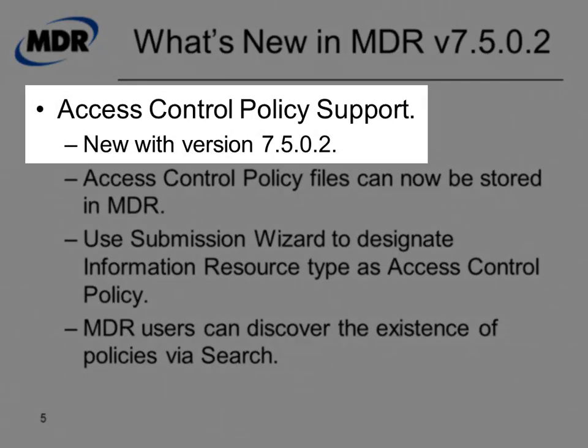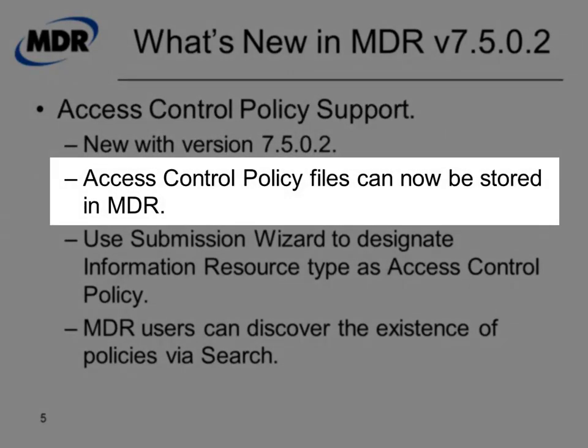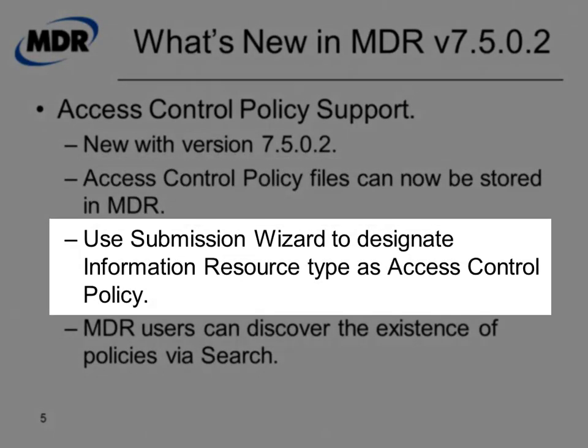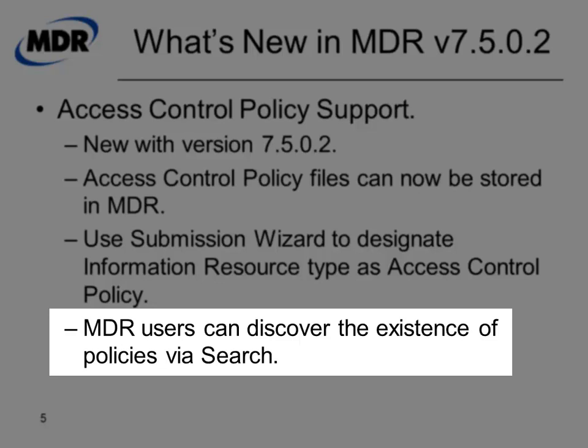Access control policy support is a feature that is new with version 7.5.0.2. Access control policy files can now be stored in MDR. Use the Submission Wizard to designate information resource type as Access Control Policy. MDR users can discover the existence of policies via search.